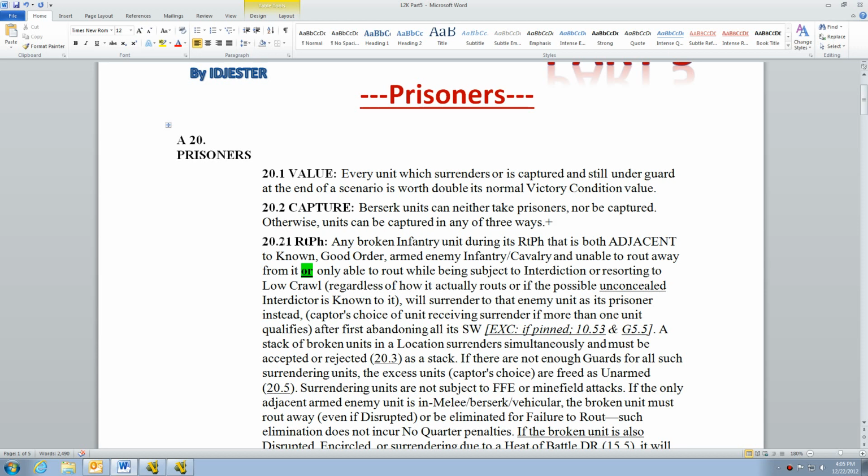If we look at section 20.21, any broken infantry unit during its rout phase that is both adjacent to a good known order enemy infantry or cavalry unit and unable to rout away from it, or, and notice I have that highlighted, only able to rout away through interdiction or resorting to low crawl. If either one of those possibilities exists, that unit will surrender to the enemy unit as its prisoner instead. The captor's choice of unit receiving the surrender if more than one unit qualifies.